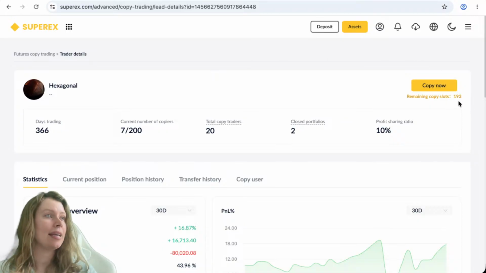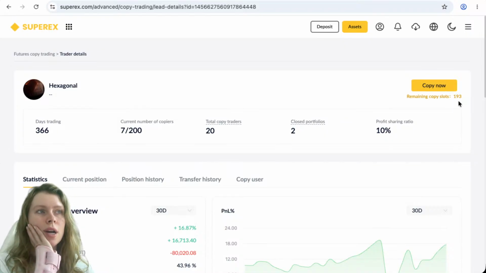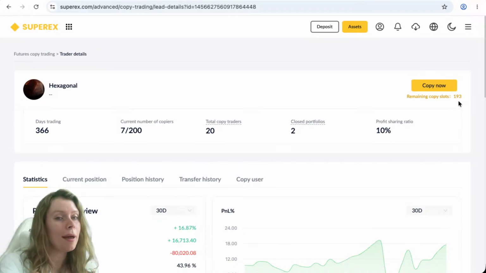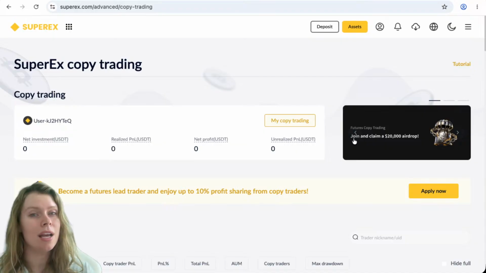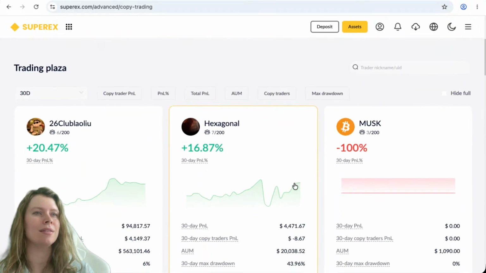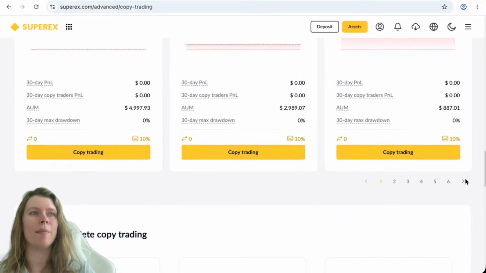So he currently has, how many people? Remember, we have a maximum of 200 copiers, and he has 7 people copying him already. Well, it's not bad, not bad. Okay, that's definitely someone that I could see myself wanting to check out and see if that is something of interest. But yeah, so just have a scroll through everyone.